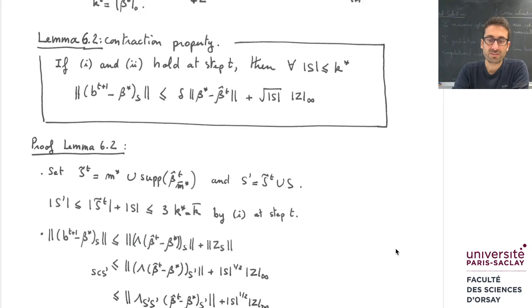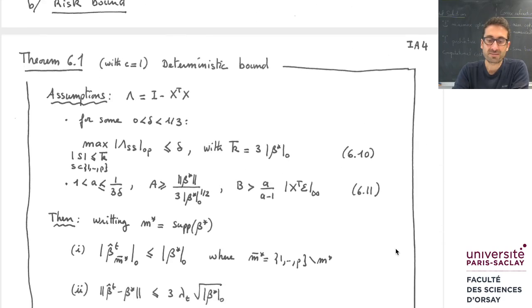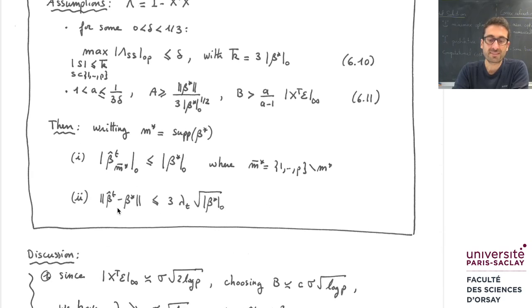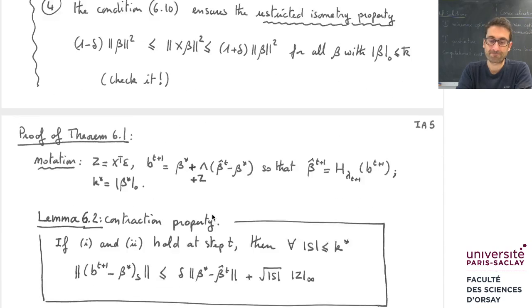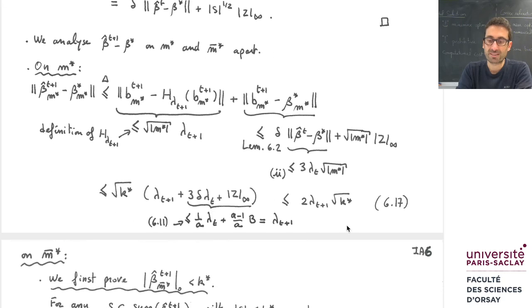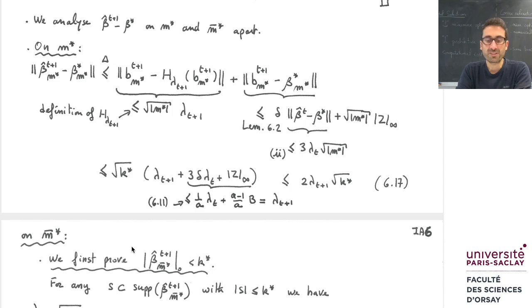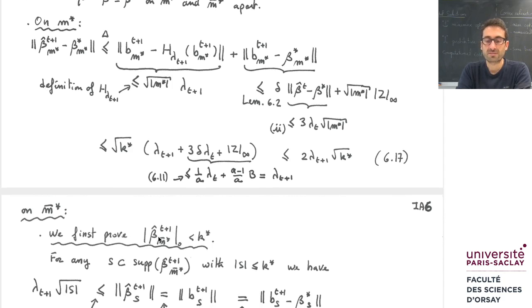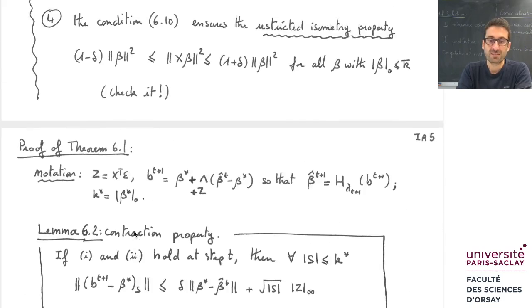So what we have proved is that if you look at this quantity at step t plus 1, restricted to the support of beta star, it is smaller than twice lambda t times this square root of k star. So now we have to consider this vector outside of the support. For this, the first step will be to show that there are not too many variables outside of the support which are selected. So we need to prove this result here at step t plus 1.